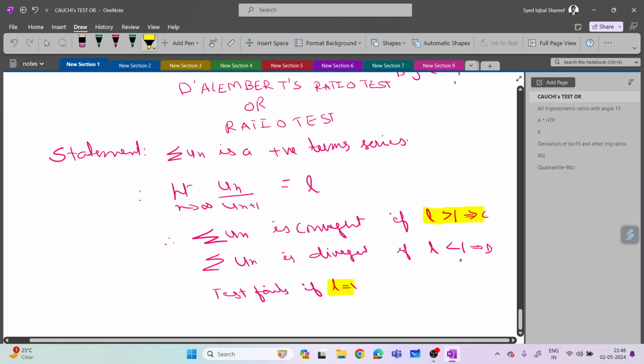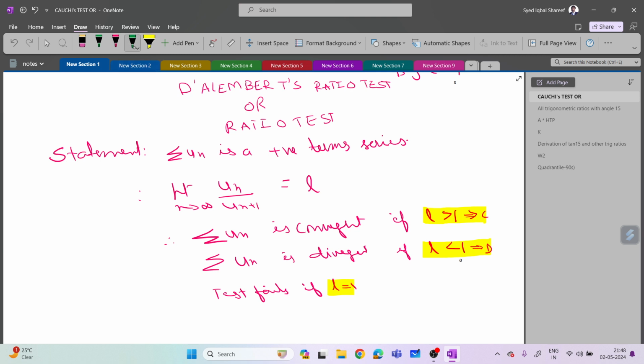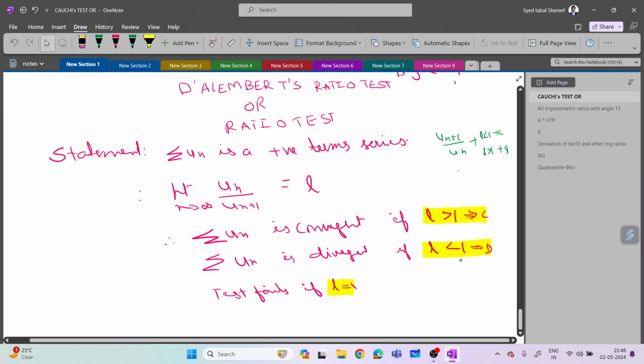So convergent means greater than 1, divergent means less than 1. You see, in some books they have written un plus 1 by un. If it is like that, then L less than 1 is convergent, L greater than 1 is divergent, and equal to 1 the test fails. But I am going by un by un plus 1, so I will be following this. So no need for confusion, please. You have to be clear when we are doing math.